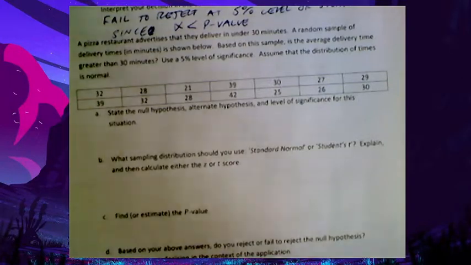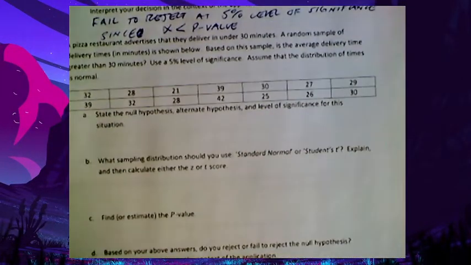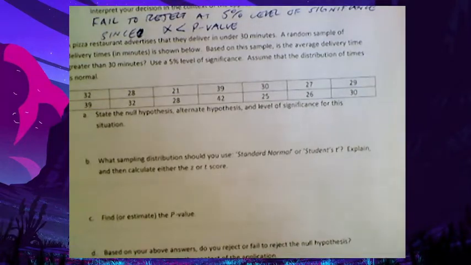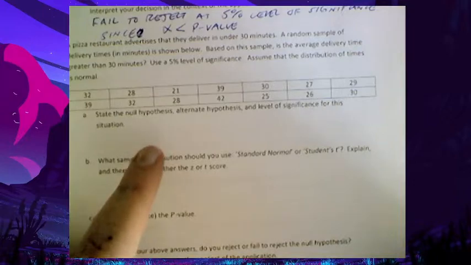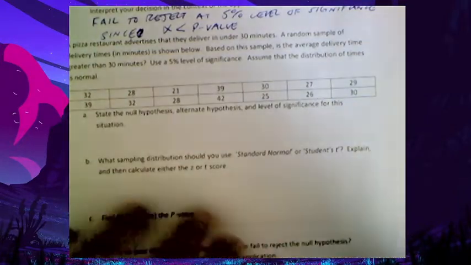So a pizza restaurant advertises that they deliver in under 30 minutes. So we do a random sample to test that. Based on the sample, we get these data points. We're trying to test it on a 5% level of significance. Okay, so this is going to be another hypothesis test. So we're going to be testing mu here. The difference is we have a sample as opposed to me just kind of giving you the values.